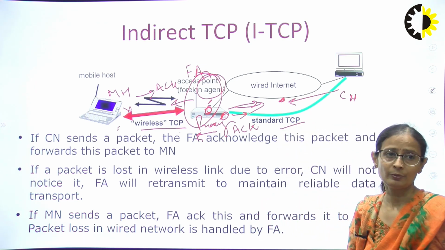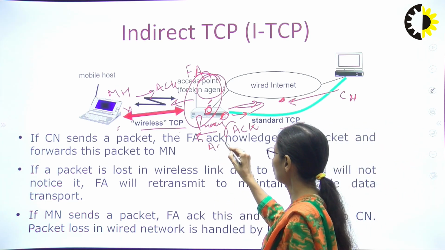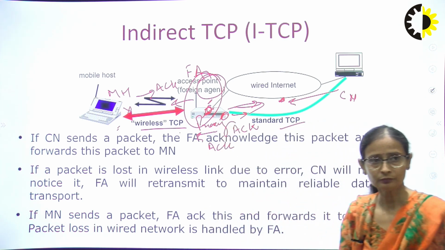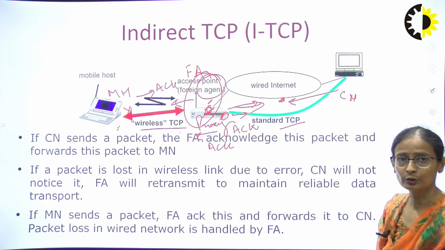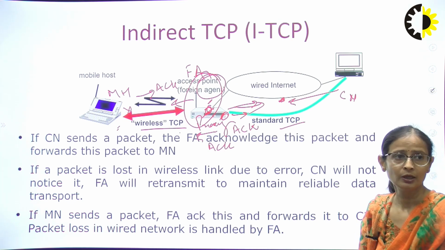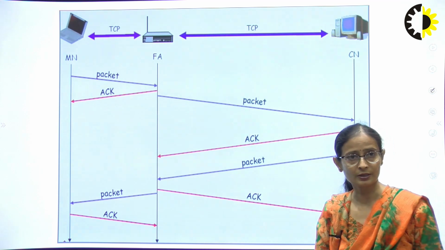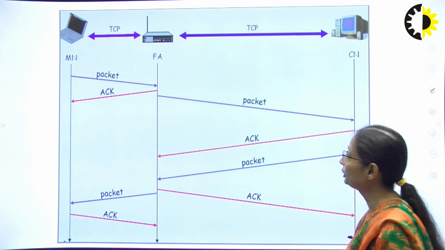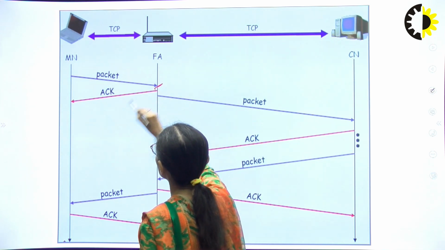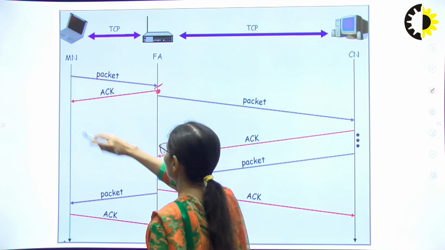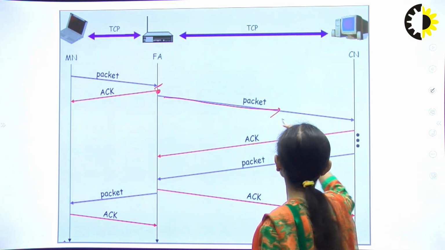Now, what happens if the MN sends a packet? Again, the same thing happens. The ACK would be sent by this proxy. If the MN sends a packet, the FA acknowledges this packet and forwards it to the corresponding computer node. Packet loss in the wired network is again handled by the foreign agent. This is actually what is happening. If you look at the figure, we have the mobile node, the FA and the CN. The MN sends the packet to the FA, and the FA is responsible for sending the ACK packet to the mobile node and forwarding the packet to the CN.